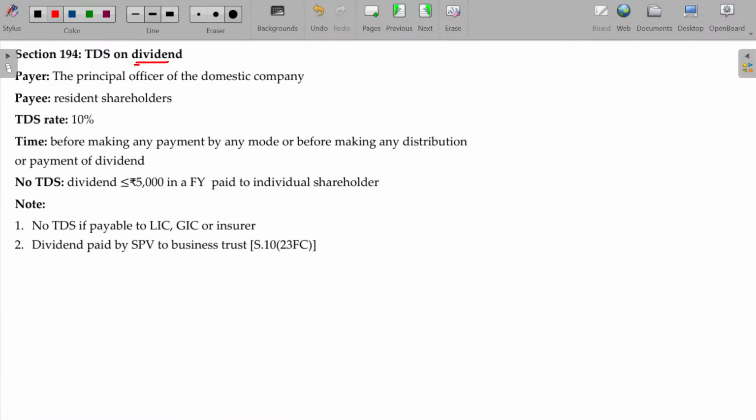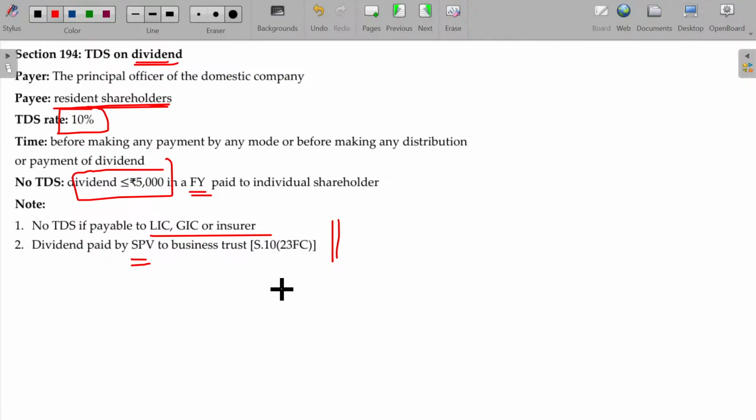Section 194, dividend: straightforward 10%, recipient being the resident shareholder. If the value is less than or equal to 10,000 in a financial year, individual shareholders are exempted. Anyhow, if this dividend is payable to LIC GIC insurer, or if the dividend is paid by SPV to business trust, in these two cases, TDS is not applicable.